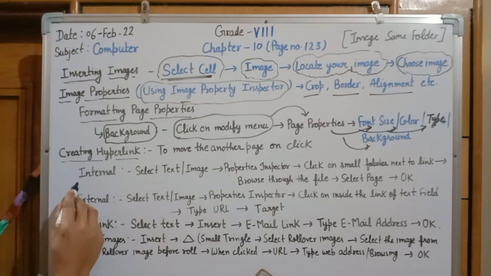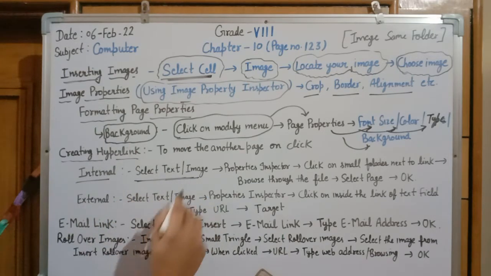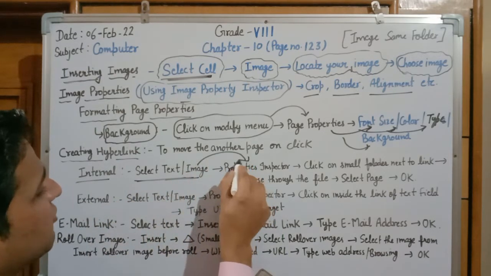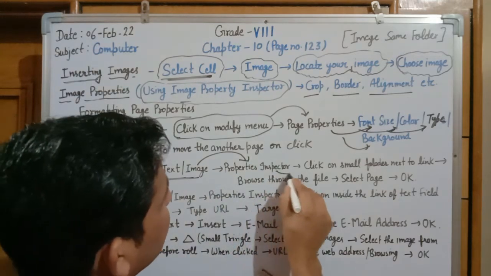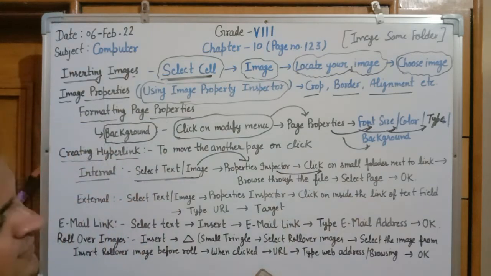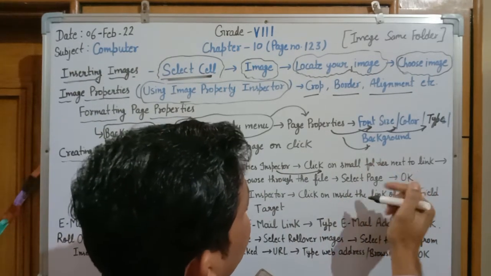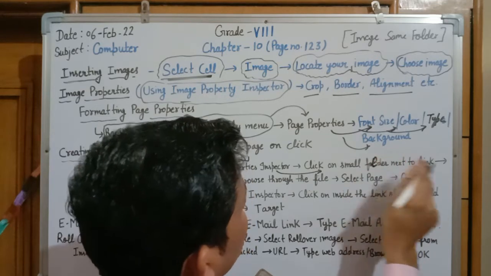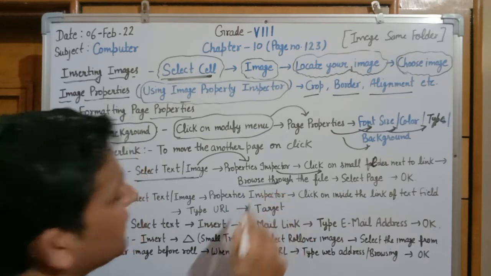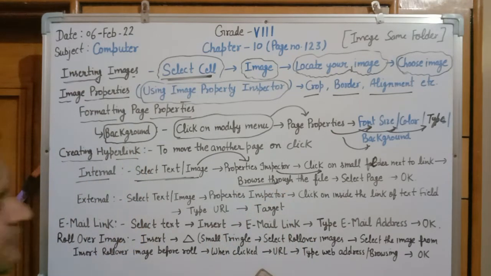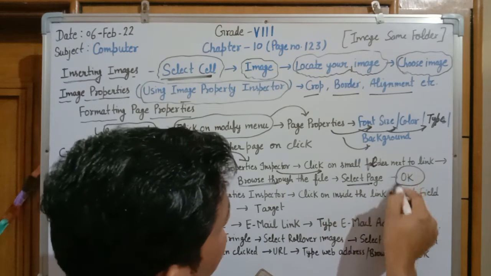To perform the internal linking, we will select the text or image where we are creating the link. Afterward, we will go to the properties inspector option. In the properties inspector, you will click on the small folder just next to the link, and then browse for the file you want to open. Select the specific file or document and press OK.